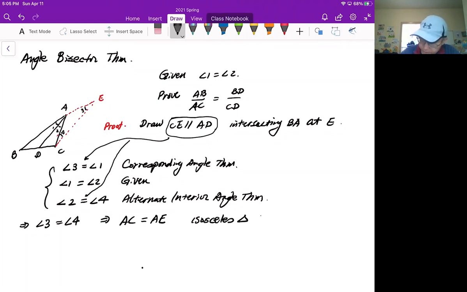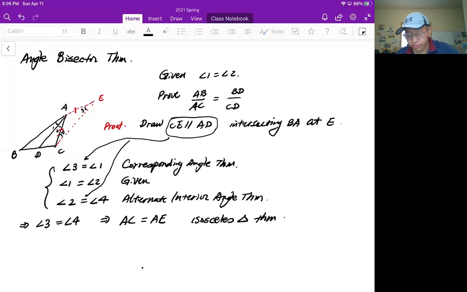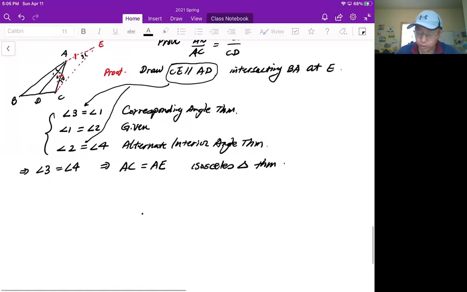Isosceles triangle theorem, right? If you get two angles to be the same, then their opposite sides are the same. Okay, so I'm going to write down here: this side is actually the same as this side. Okay, now we are almost done. How to finish? Let me try to finish it.